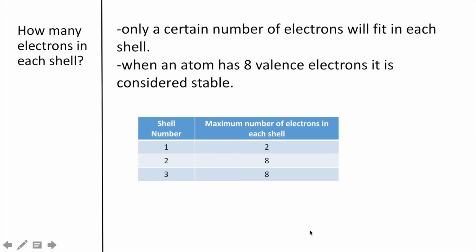There are a certain number of electrons that you can have in every shell. In the first shell, notice that there can only be 2. In the second and third, however, there are 8. When an atom has 8 valence electrons, it is considered stable, unless, of course, it is the first shell. Then it likes 2 electrons in that shell, and that is the most that it can hold.